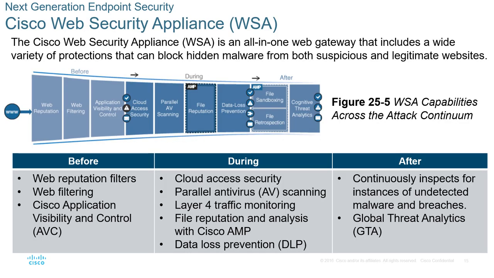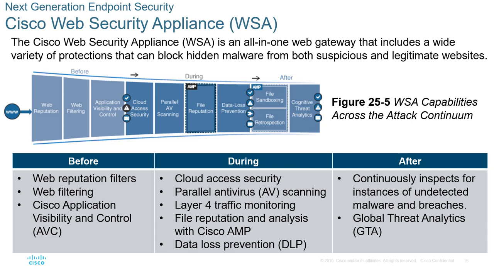So, moving on, we have things like our WSAs, or our web security appliances. For the before functionality, we're looking at reputation filters, web filtering, and our application visibility and controls. If an attack does happen, we're going to be looking at our AMP file reputation. That's going to include things like our cloud access security, our antivirus, our layer 4 traffic monitoring, our file reputation and analysis with Cisco AMP, and our data loss prevention based tools.